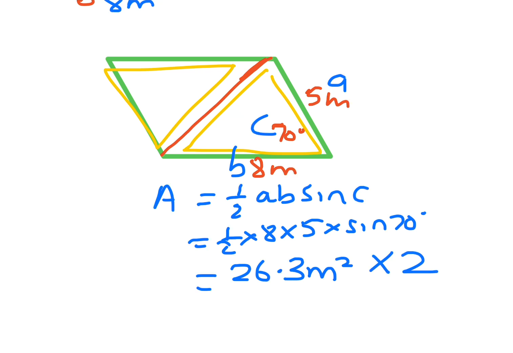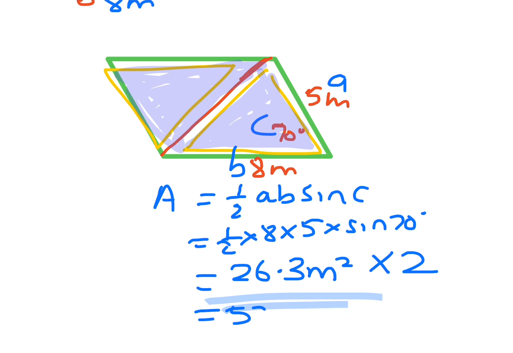But you have to double it, because all that is giving you is just this half of the triangle, and when you double it, you end up with the other half of the triangle. Then you just work that out. So times 2, and you get 52.6 metres squared.